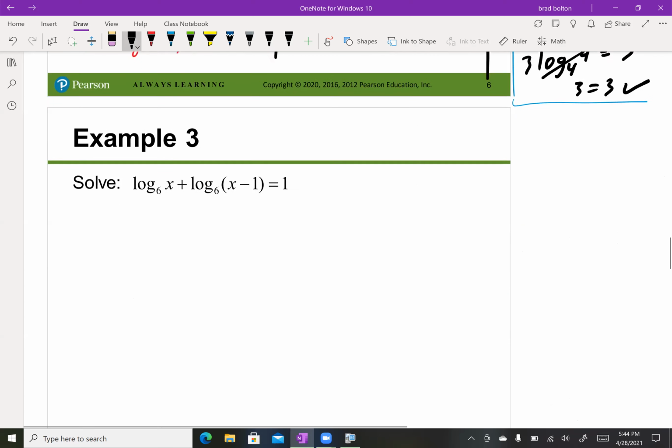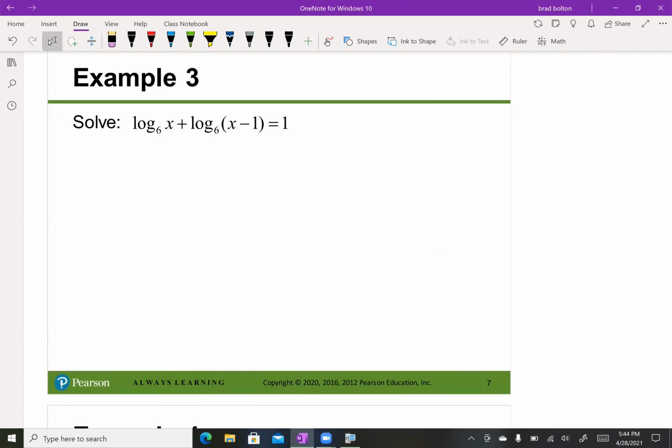Remember, with logarithms, when you're solving, you normally want to verify that you will get a positive number when you plug it in.